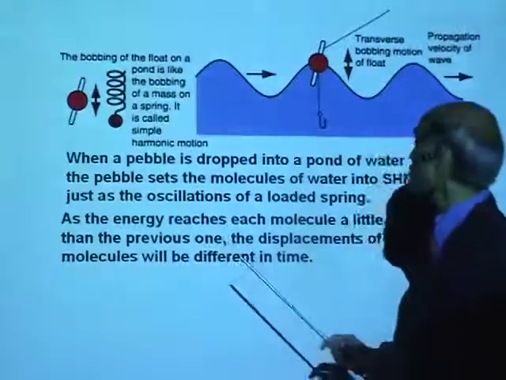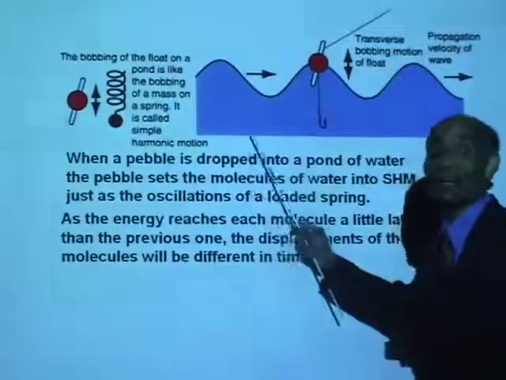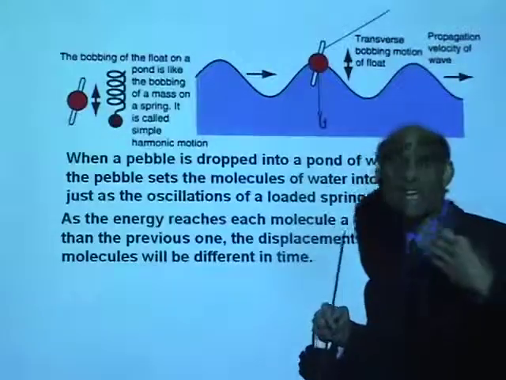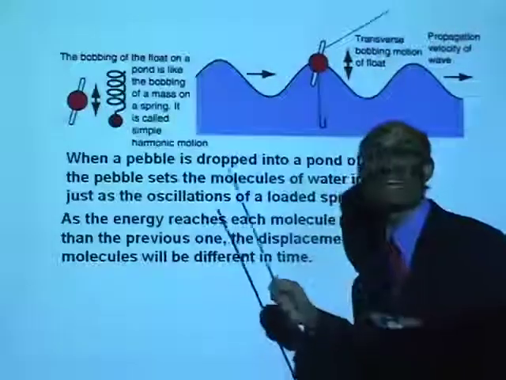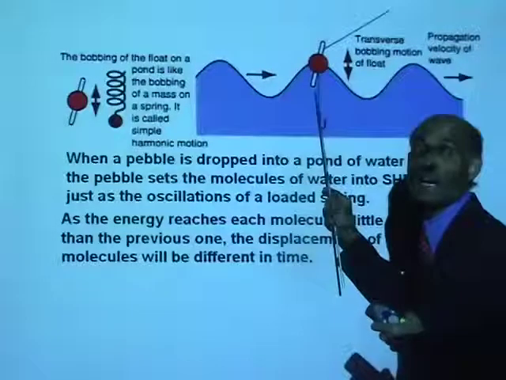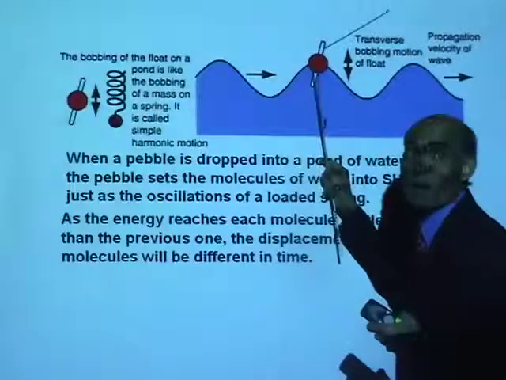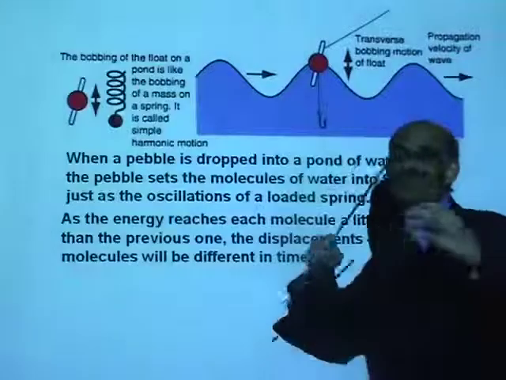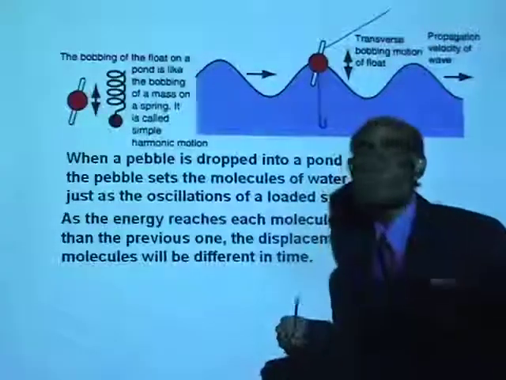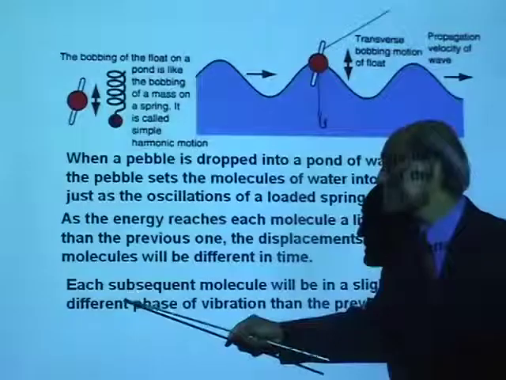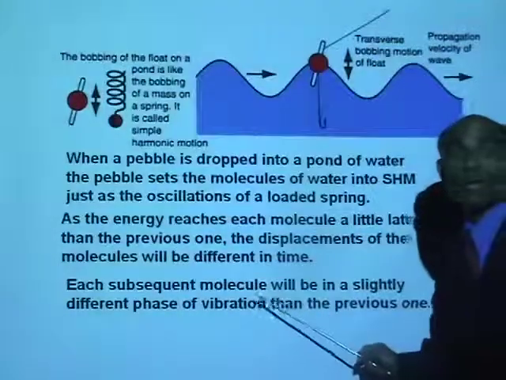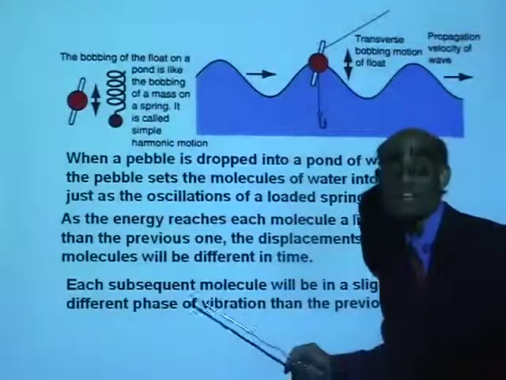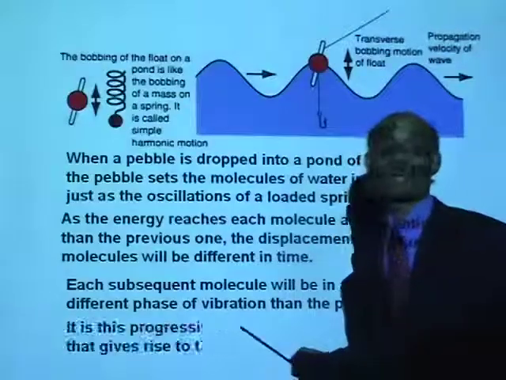As the energy reaches each molecule a little later, you can see the wave profile is created because the energy reaches each particle a little later. When a particle here has vibrated all the way up, a particle here will just begin to vibrate. You see the profile of the wave. We will create the profile as we go on. Each subsequent molecule will be in a slightly different phase of vibration. I want you to understand this. I will develop this in our next couple of slides.